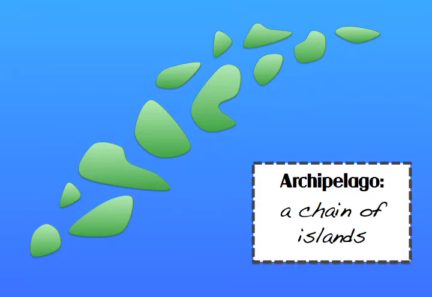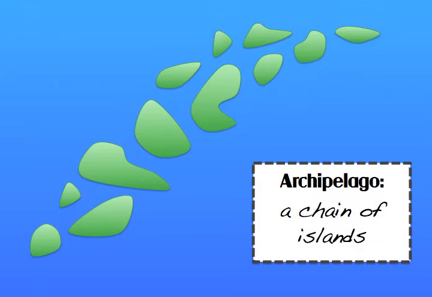An archipelago means a chain of islands, and that is definitely a term that you need to know when you're studying the geography of Japan. So I tell you what, why don't you pause the video and write that down in your notes, and then when you're ready, unpause the video and we'll move on.